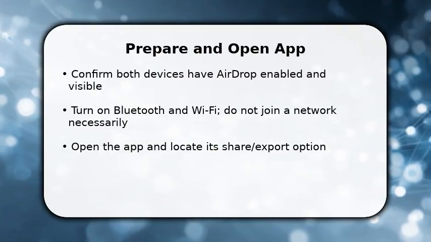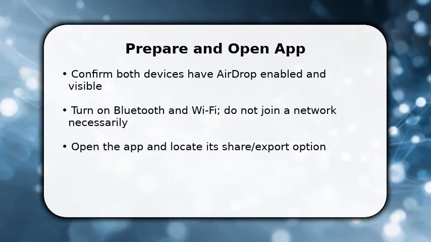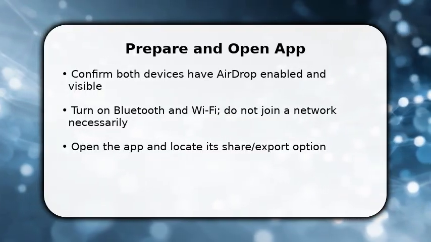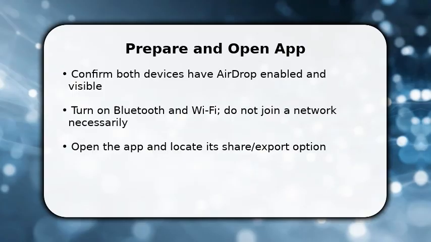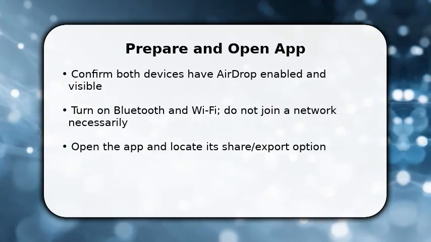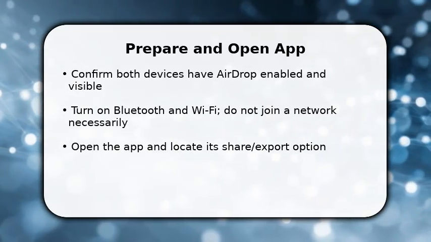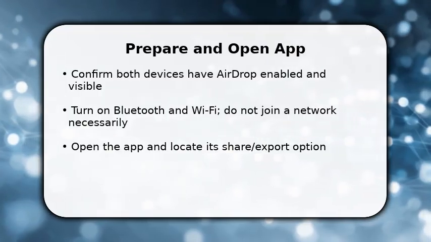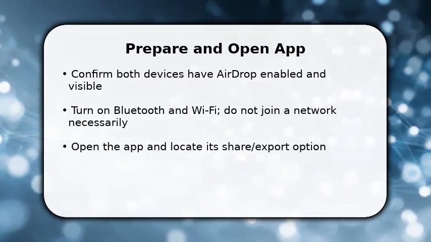You start by confirming prerequisites. Both devices must have AirDrop set to contacts only or everyone, and Bluetooth plus Wi-Fi turned on. Once done, open the app you want to share and find its share or export action. That triggers the system share sheet.